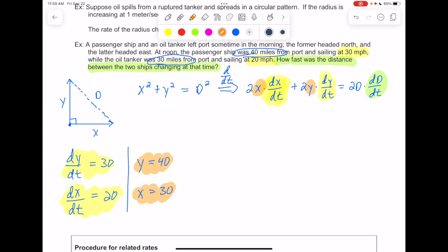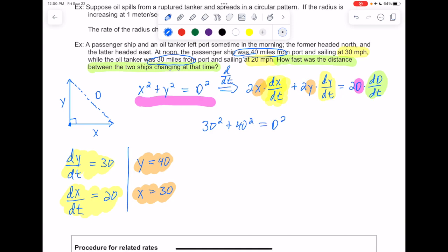And so we still need to know this D right here. And that is a D, not a zero, right? So we need to find that capital D, but we can use our equation right here to do that. So now that we know x and y, we can say x squared, 30 squared, plus y squared, 40 squared, is equal to D squared.